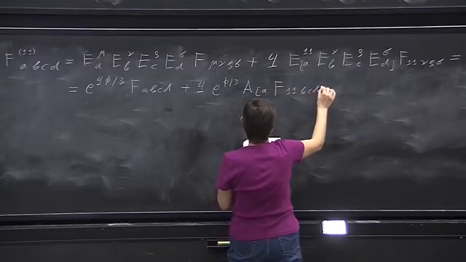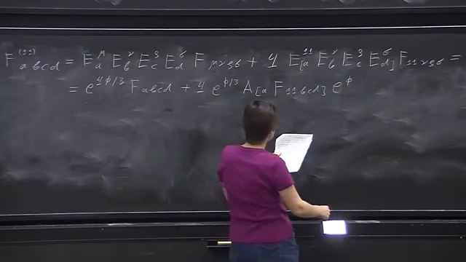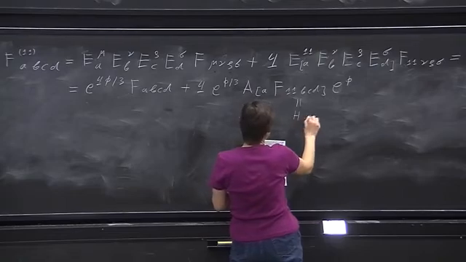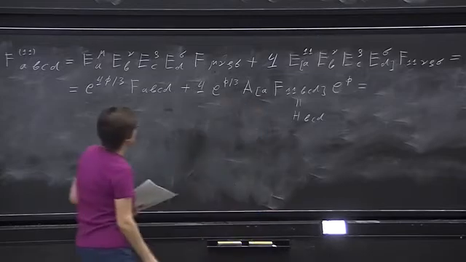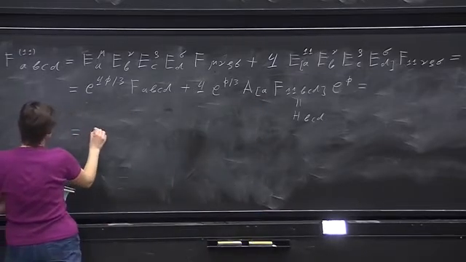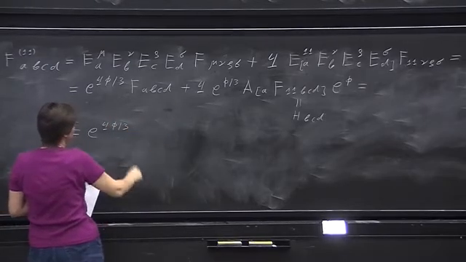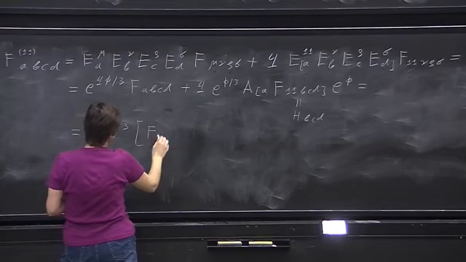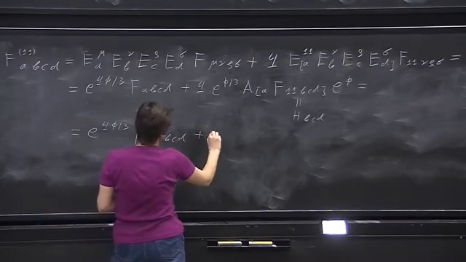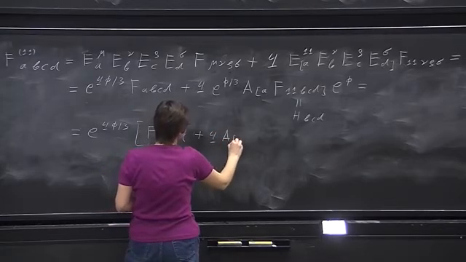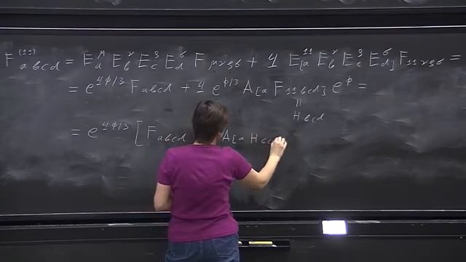BCD. Sorry, this should have been already taken into account, but let's keep it. And this is H BCD. So finally, we have e to 4 phi over 3, which is common for both terms, f a b c d plus 4 a with index a h b c d.